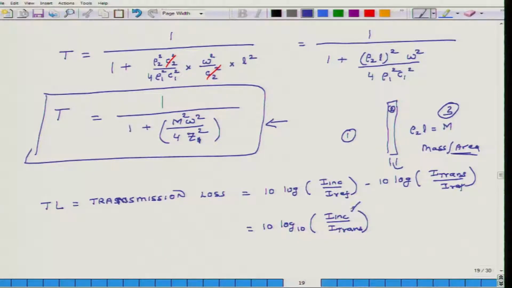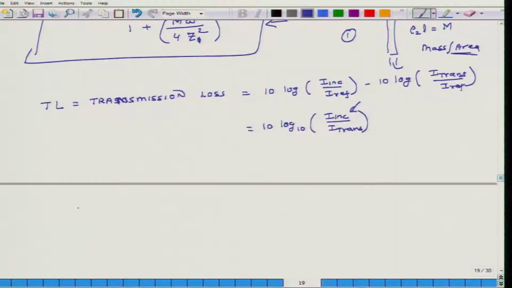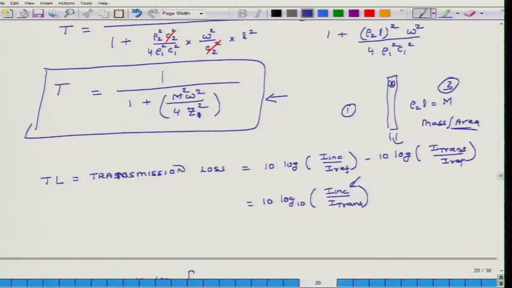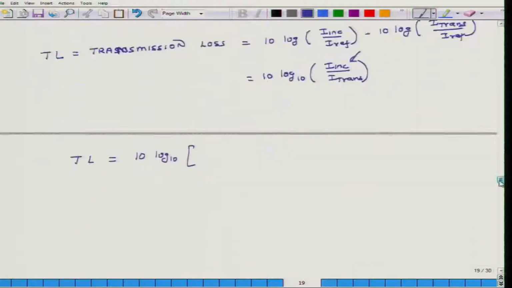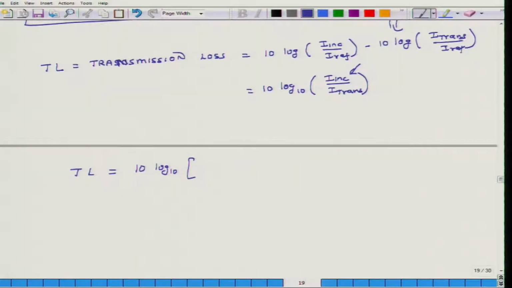Now, this ratio is inverse of T. T is I trans divided by I incident. Okay. So, TL is equal to 10 log of 1 over T. So, here there is this denominator. So, when I take the log of the inverse, this denominator will come up. So, this becomes 1 plus m omega by 2 z1 and whole square.